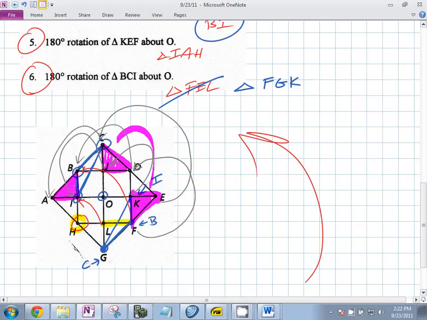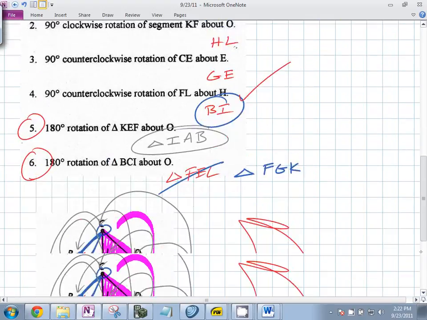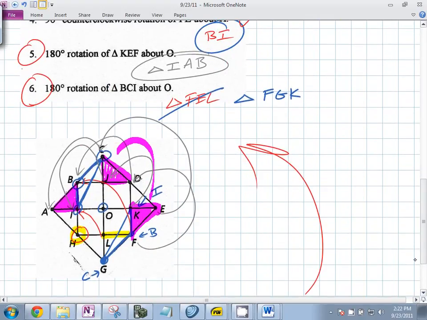So what does it actually go to? We said that F goes to A. What does K go to? K goes to I. What does E go to? A. And F goes to B. Cool. We feeling it now? I like this question a lot. It really forces you to rotate in your head. Any others you want to challenge?